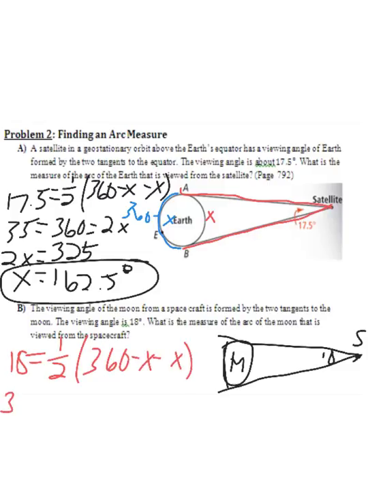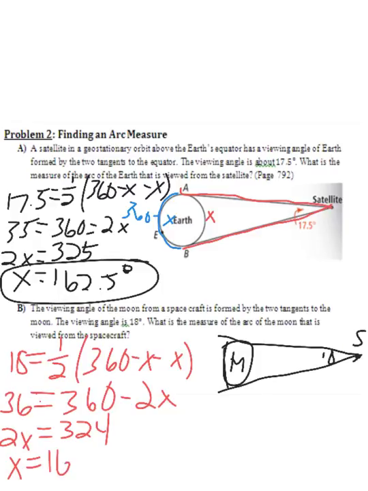Multiply both sides by 2, clean up inside there. I get 360 minus 2x again. Add the 2x, subtract the 36. I get 2x is equal to 324. Divide both sides by 2, and I get that x is 162 degrees.